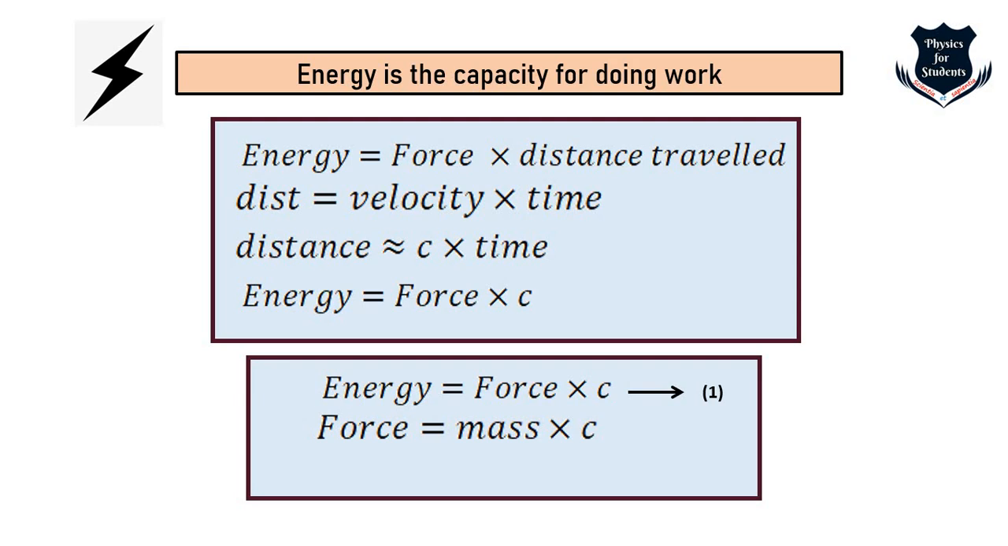And then what we do is that we know force equals mass times c. Why? Because the body is accelerating at the speed of light. So we substitute acceleration with c, and we get the second equation. And here we just multiplied: energy equals mass multiplied by c times c. So substituting equation 2 into 1, we get this.